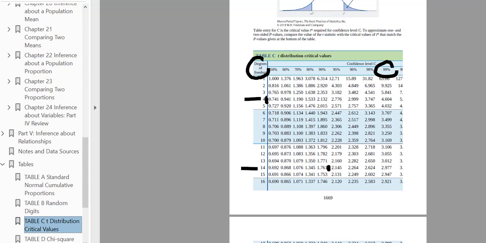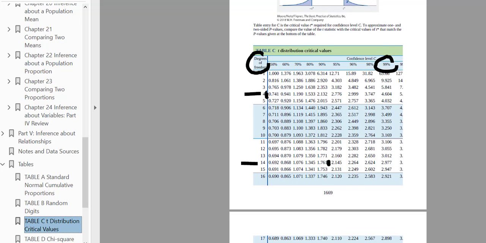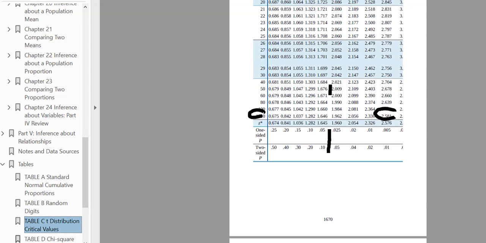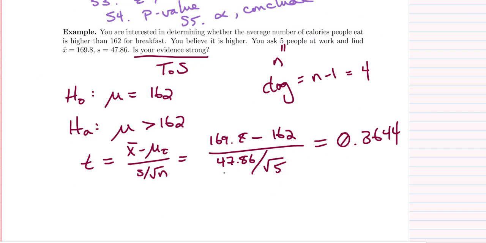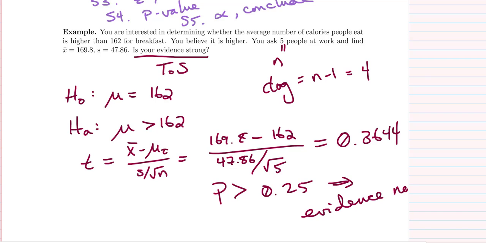And what does that tell me about my p-value? Let's go down. And we know that this is a one-sided p because we're talking about being greater than 162. So our p lives here, and that tells us that our p is greater than 0.25, which implies evidence is not strong, and we cannot reject H0.